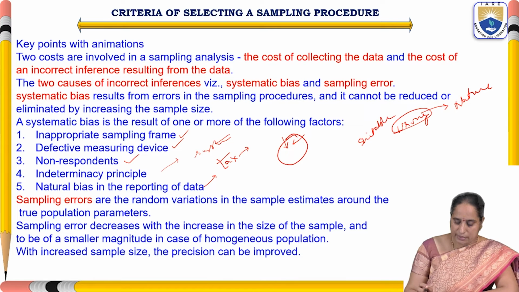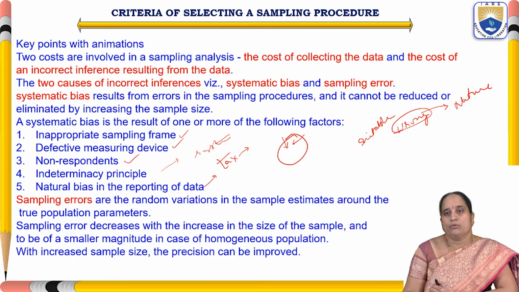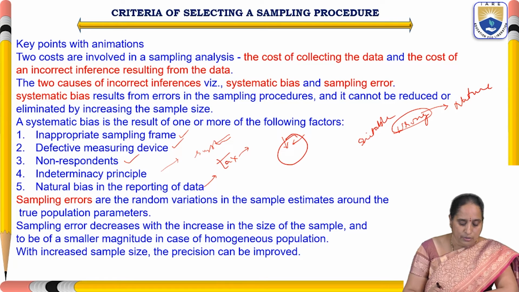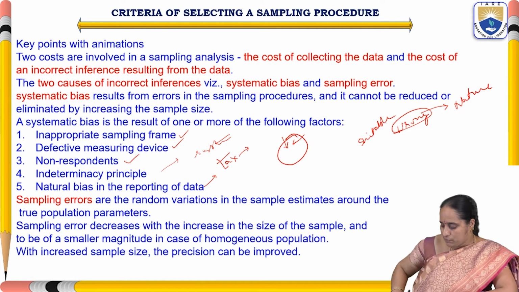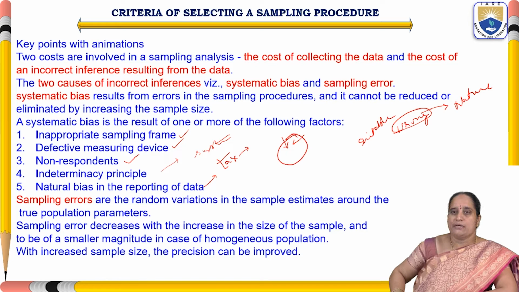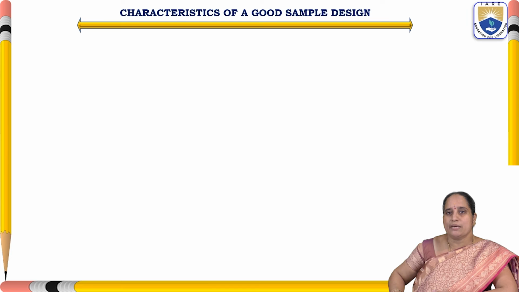If you see a smaller magnitude, particularly when you are talking about a homogeneous population, with the increase in sample size the precision can also be improved. The accuracy levels of the sample also improve just by increasing the size of the sample, so that we can reduce the sampling error.